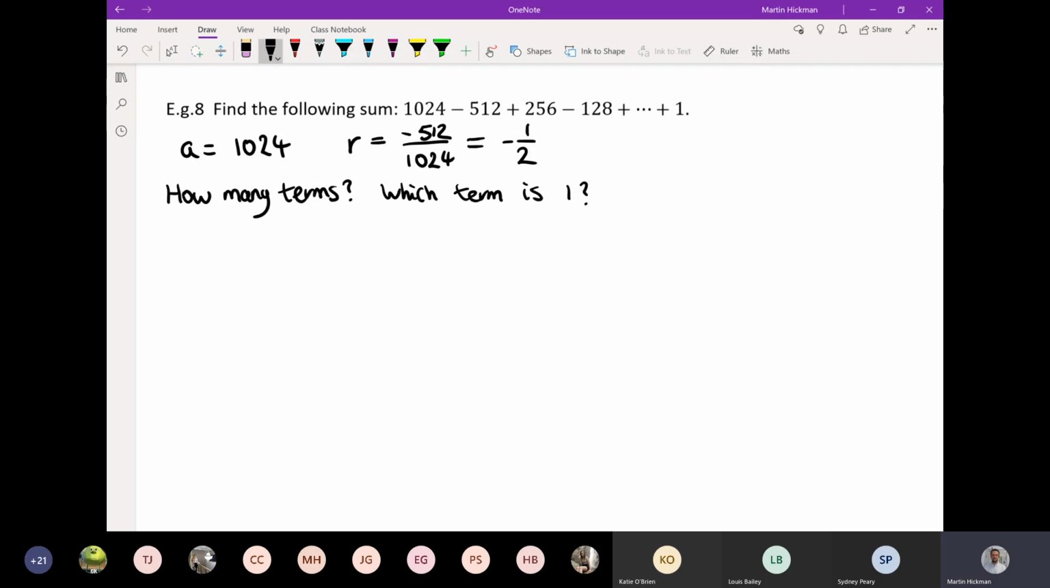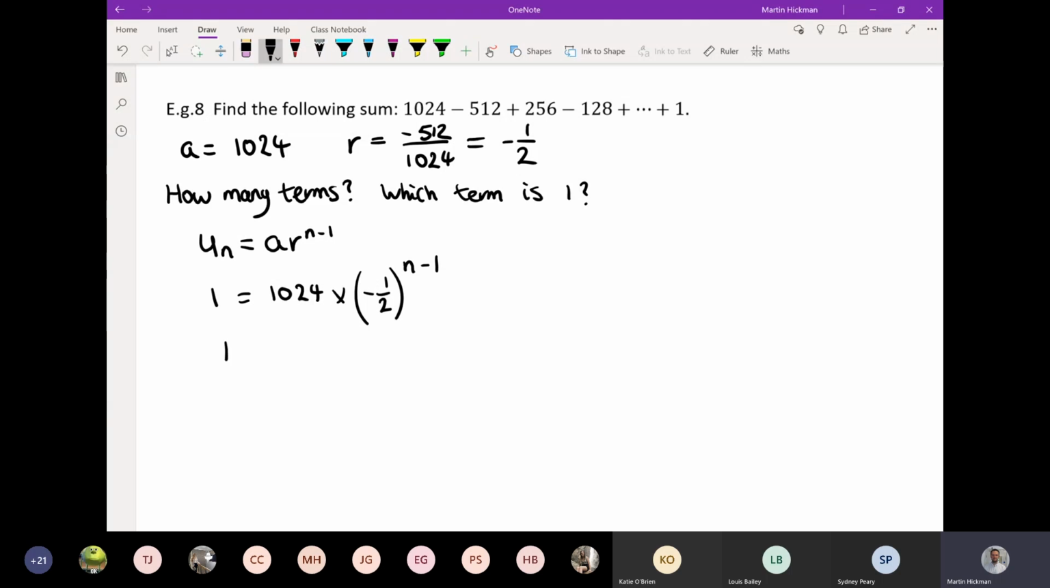I can use the formula we met last Thursday: to find any term of the sequence, we do a times r to the power of n minus 1. I know this last term is just the number 1. A is 1024, and I times this by my common ratio of minus a half to the power of n minus 1. Remember the rules of BIDMAS here: we do the indices first and then the multiplication. So make sure you're not just multiplying 1024 and minus half together, and that you deal with the indices first.